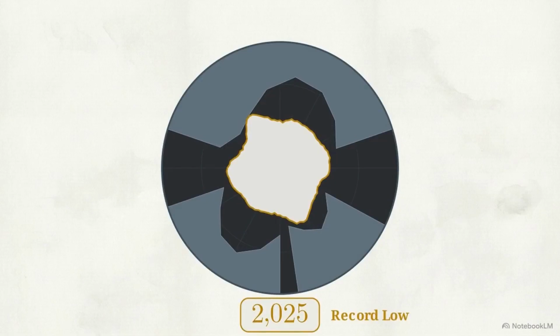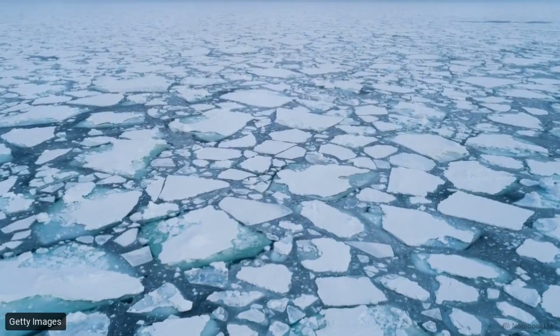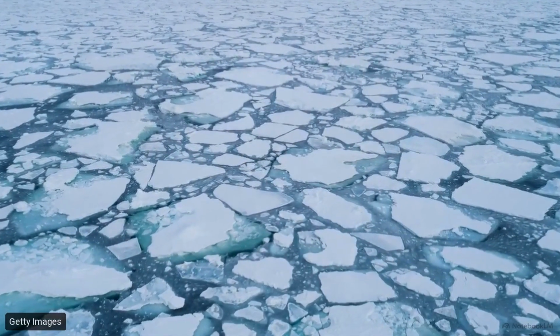Tracking this area from 1979 to present shows a steady retreat, culminating in the 2025 record low. Plotting this reveals a linear decadal decline. The total two-dimensional area is shrinking at a consistent rate. However, surface extent is sensitive to short-term weather variability.